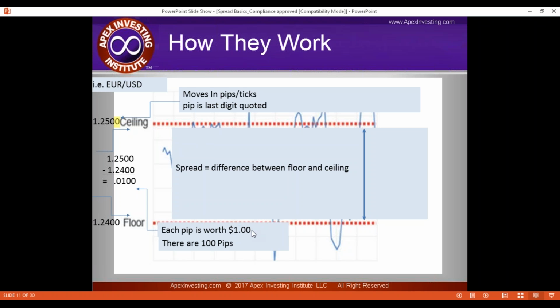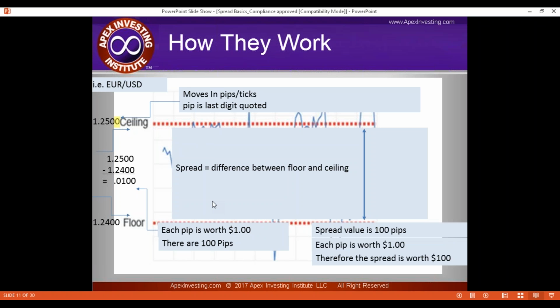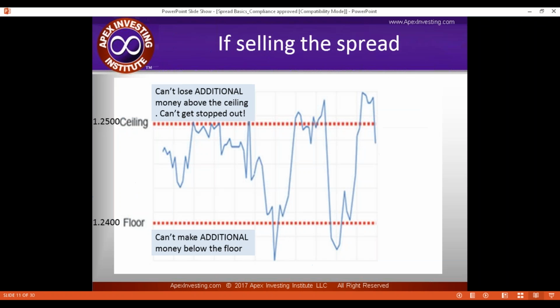So it moves in pips or ticks, which is the last digit quoted. Each pip is worth $1. In this particular example, there are 100 pips, so the spread value totals 100 pips, and each pip is worth $1. If we're selling the spread, that means we're going short. We think the market's going down. Whatever our chart and indicators are telling us, whatever strategy or system we're using, we think the market's going down. We want to go short. We want to sell.